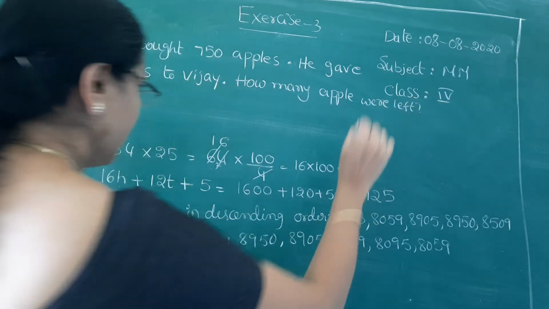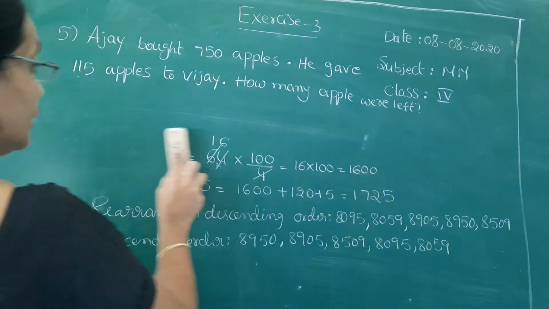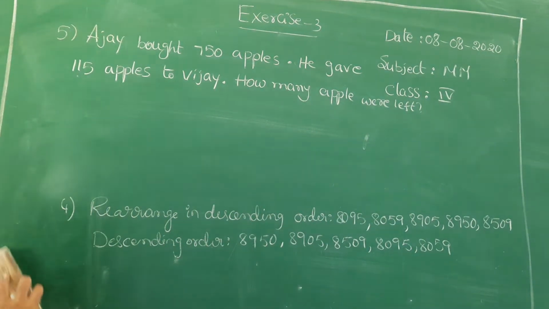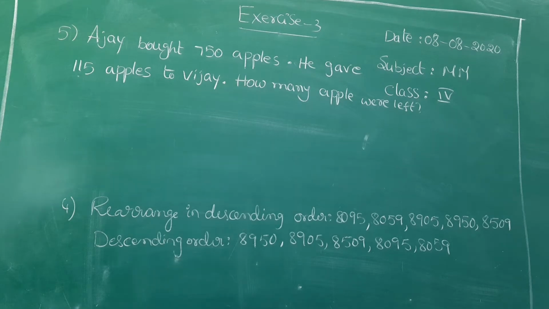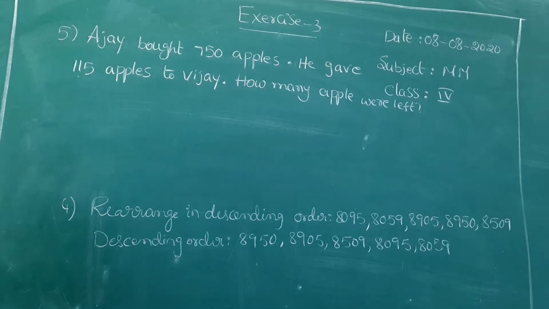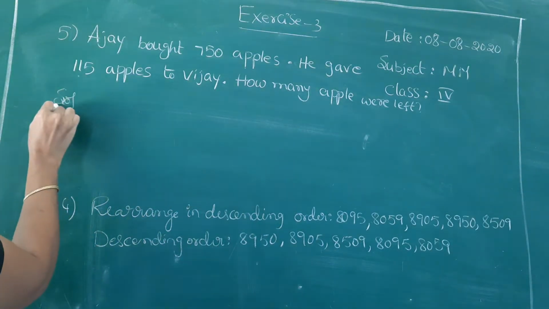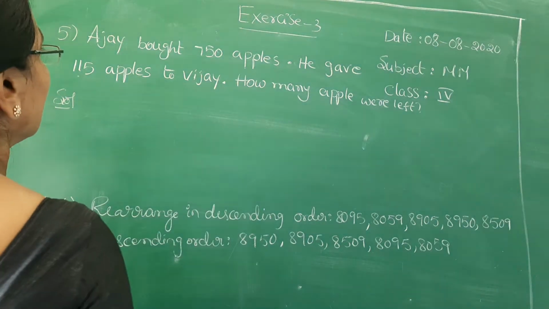Okay, see, first you have to read the problem. Here Ajay bought 750 apples. So he had 750 apples. Out of that 750 he gave to his friend Vijay 115 apples. How many apples were left? See, you have to do subtraction to get the remaining apples with Ajay.